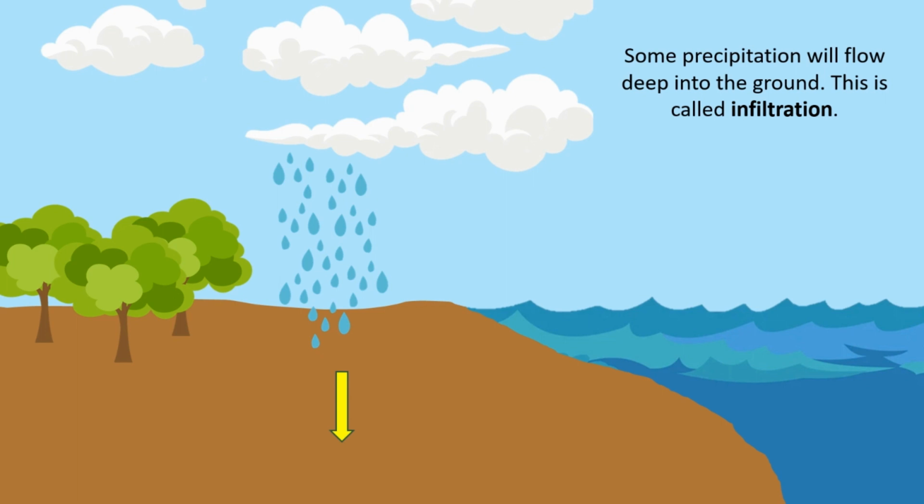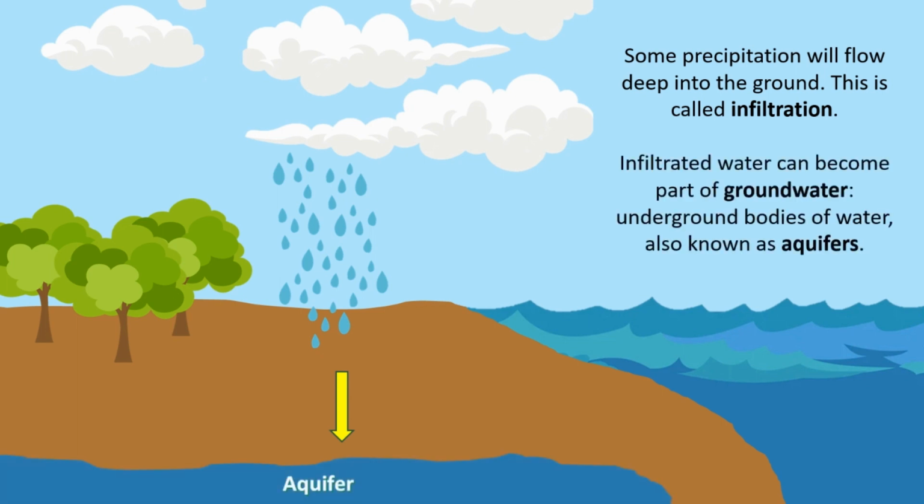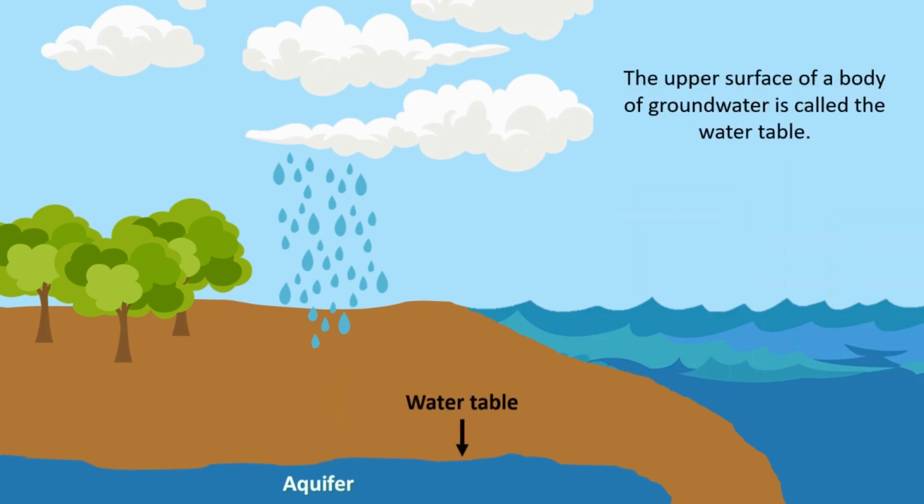Water that infiltrates deep enough can become part of what we call groundwater, underground bodies of water, also known as aquifers. Aquifers are what people tap into when they dig a well to source their water. And the upper surface of the aquifer is called the water table. So to be able to access groundwater, you have to dig deep enough to reach the water table.